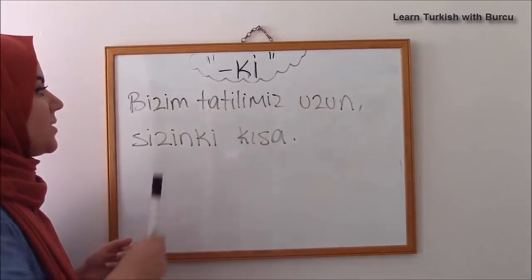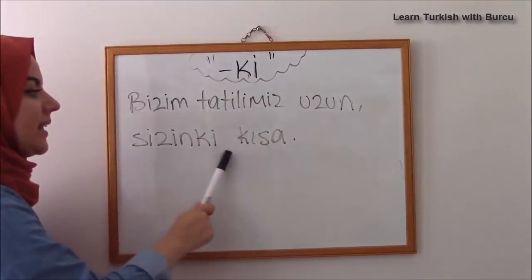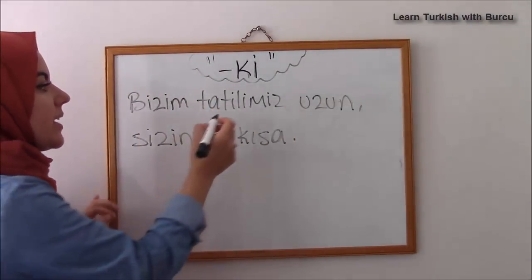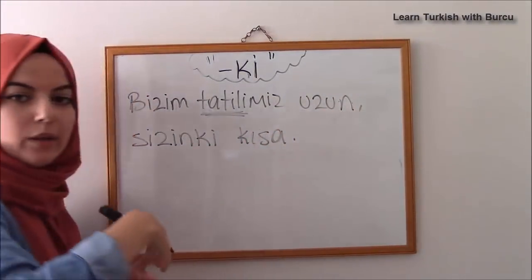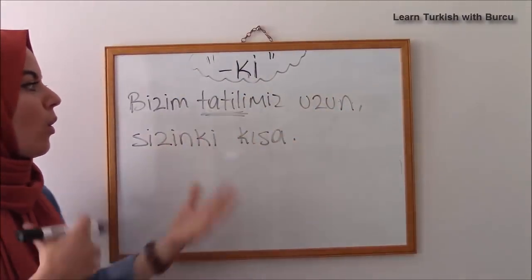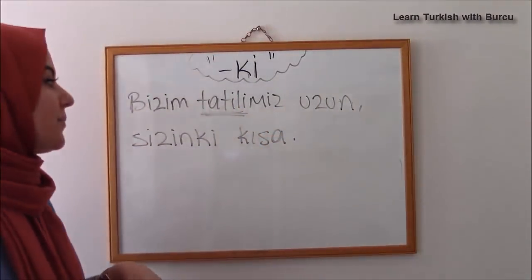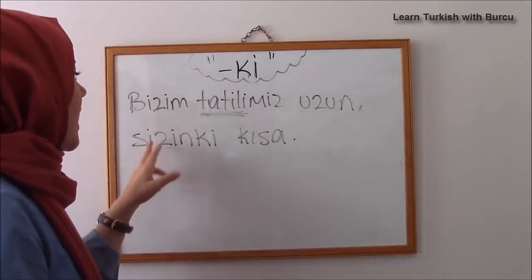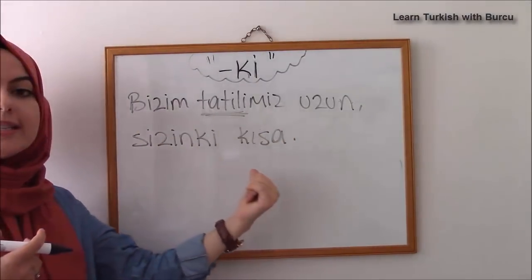So our last example is bizim tatilimiz uzun, sizinki kısa. Now I am talking about our holiday, okay, our vacation. Bizim tatilimiz, tatil means holiday or vacation, uzun, sizinki kısa. Uzun means long, okay, or depending on the sentence, it means tall. When we are talking about a tall person, we say uzun. Or if we are talking about our holiday, which is long, we again say uzun, okay? Sizinki kısa. Kısa means short, okay? Bizim tatilimiz, our vacation, our holiday is long, yours is short.